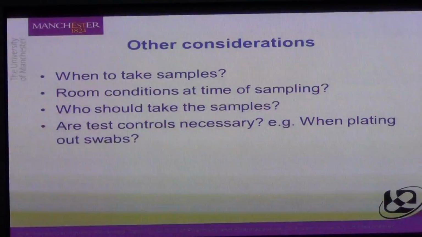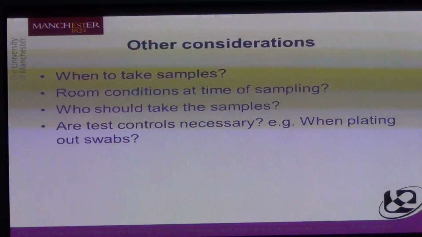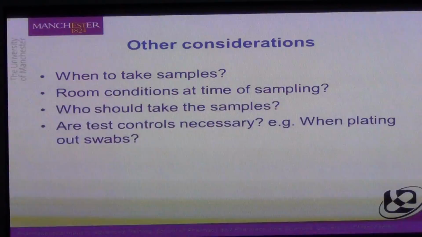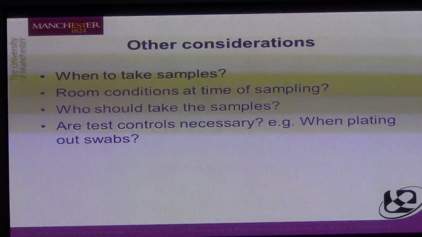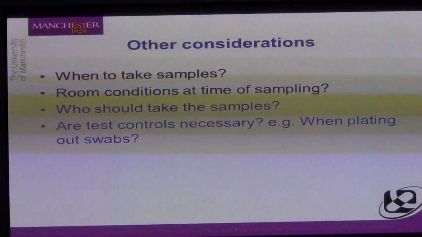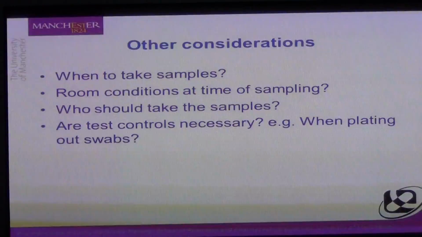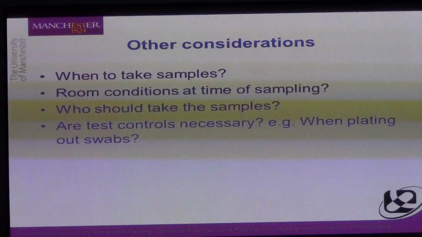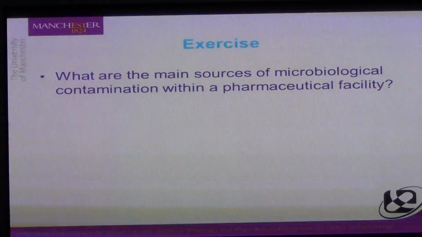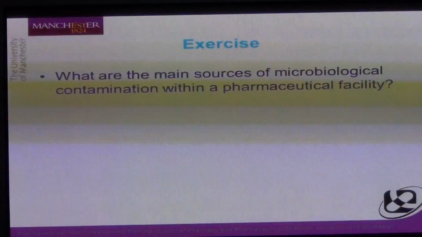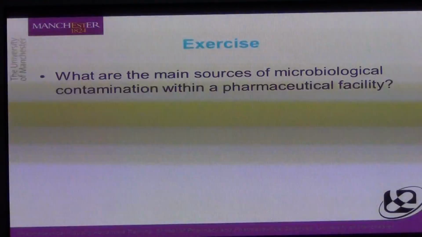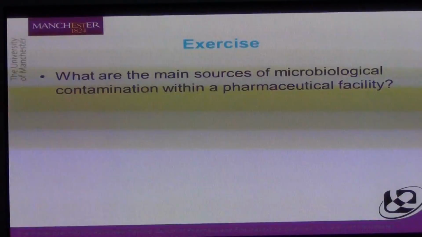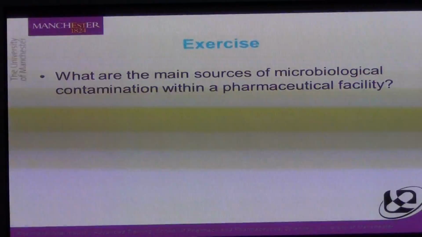Who should take the samples? Do you allow production staff to take them? Or should it always be independent QC sampling? This is something that's explored in the module. Are test controls necessary? For example, would you use a negative control when you're plating out a set of swabs, for instance? So you've seen from that that there's a lot of questions. Some of these are answered in the module, some are only opinion, but the whole idea of this is to get you to think and to reason about your own monitoring plans.